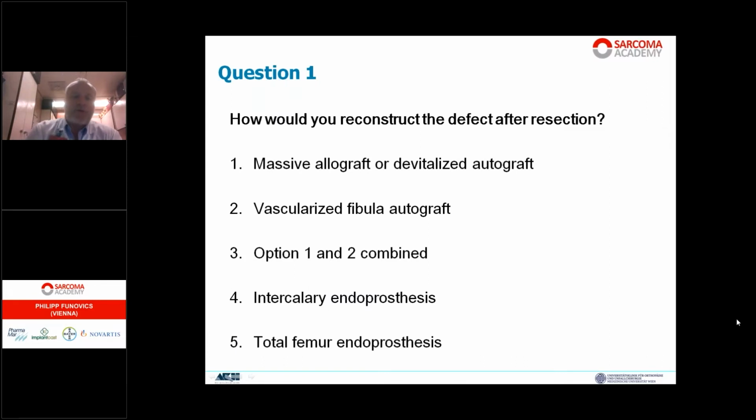So my question to you is: how would the surgeons amongst you reconstruct the defect after wide resection? 1, massive allograft or devitalized autograft. 2, a vascularized fibular autograft. 3, a combination of either allograft or autograft together with a vascularized fibula. 4, an intercalary endoprosthesis. Or you say, no, all of this is too risky for me, I go with a total femur endoprosthesis.